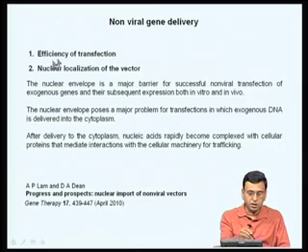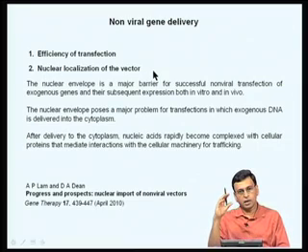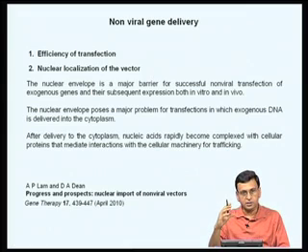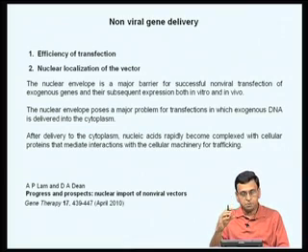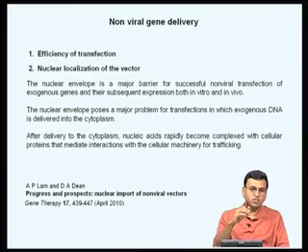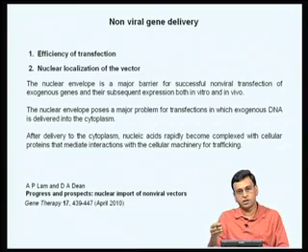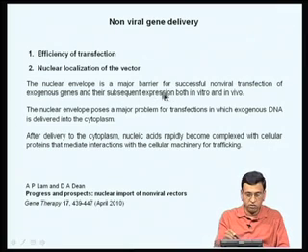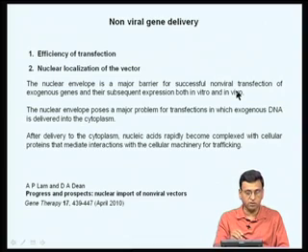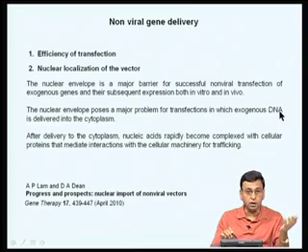The other major problem with non-viral gene delivery is that the expression plasmid that I have introduced into the cells goes only into the cytoplasm, but now you have to take it into the nucleus. Unless your expression vector goes inside the nucleus, your gene will not be transcribed and the RNA will not be translated into your protein of interest. The nuclear envelope serves as a major barrier for successful non-viral transfection of exogenous genes as well as their subsequent expression, both in vitro and in vivo. The nuclear envelope poses a major problem for transfections in which the exogenous DNA is delivered into the cytoplasm.